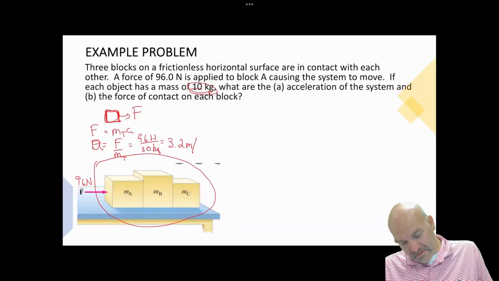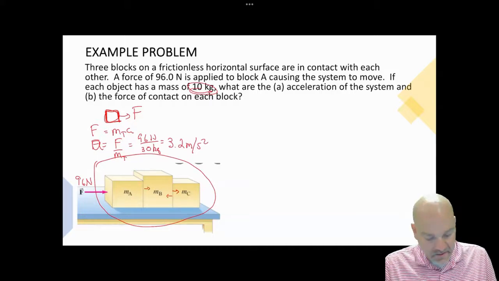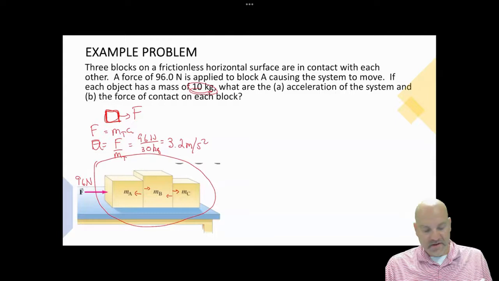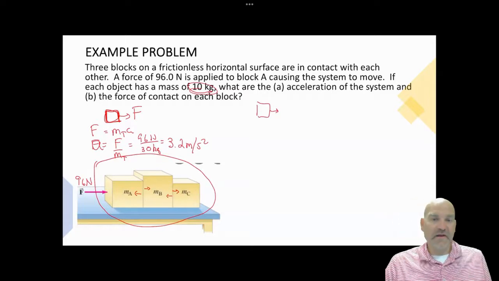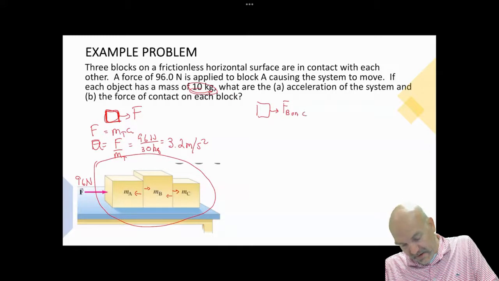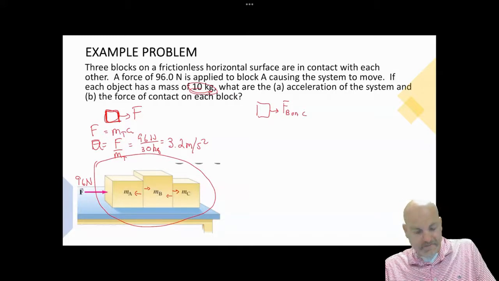And now I'm going to start looking at the individual pieces to find the force of contact on each block. So again, B is going to push on C, C is going to push back on B, A is going to push on B, B is going to push back on A. Okay, so I'm going to start with C. It's my easiest one. So the only force I have on C is what is being pushed from B. So F of B on C, it's the only force I have on C.